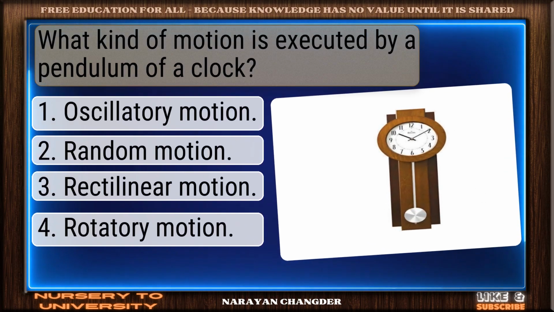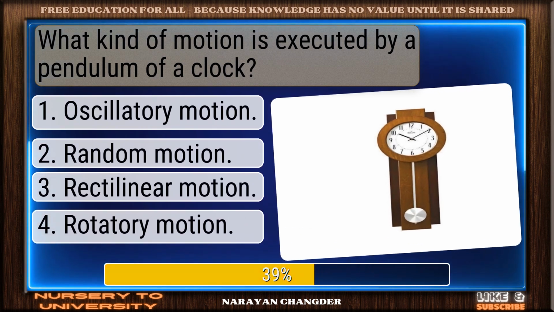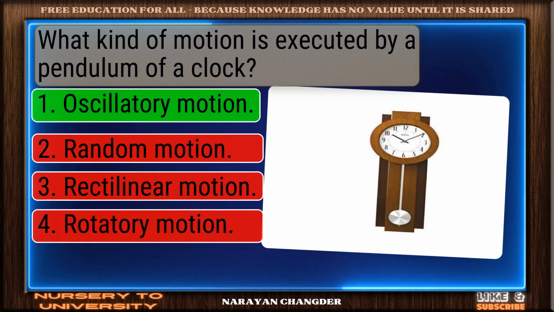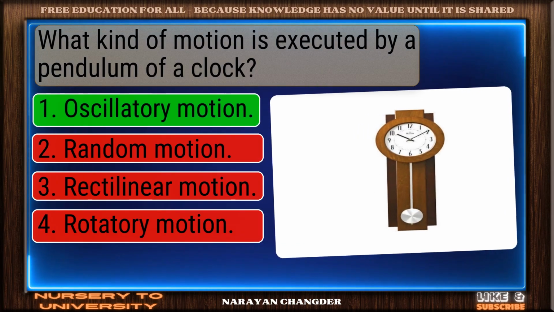What kind of motion is executed by a pendulum of a clock? Smart move. Oscillatory motion is an accurate answer.